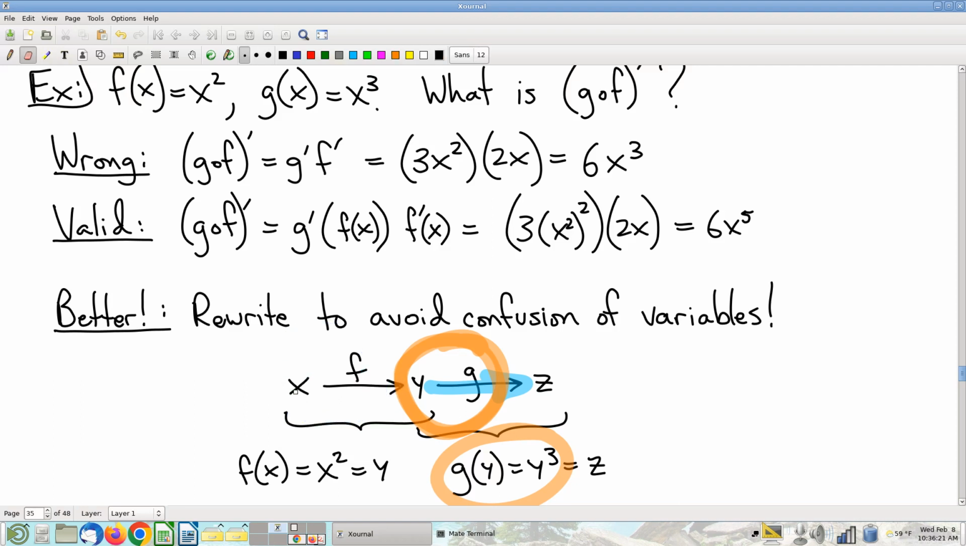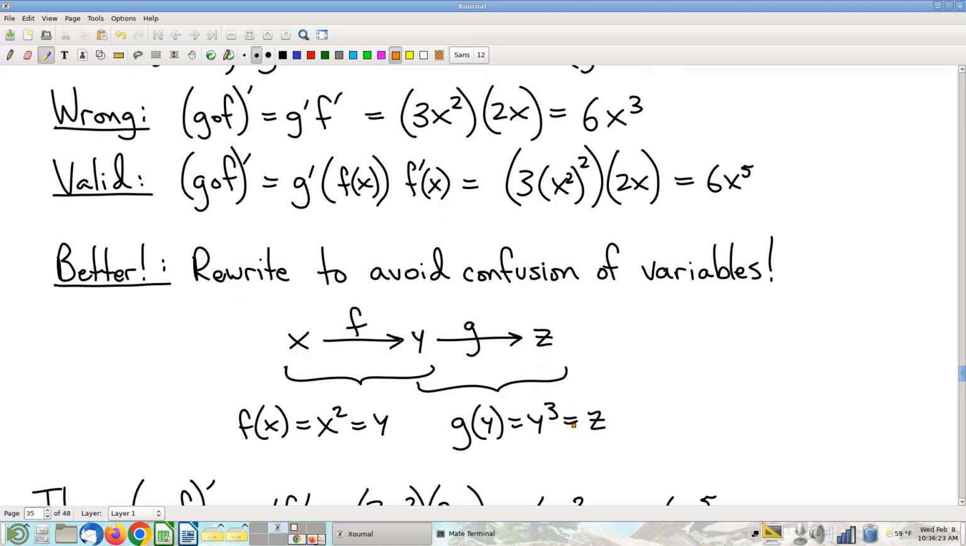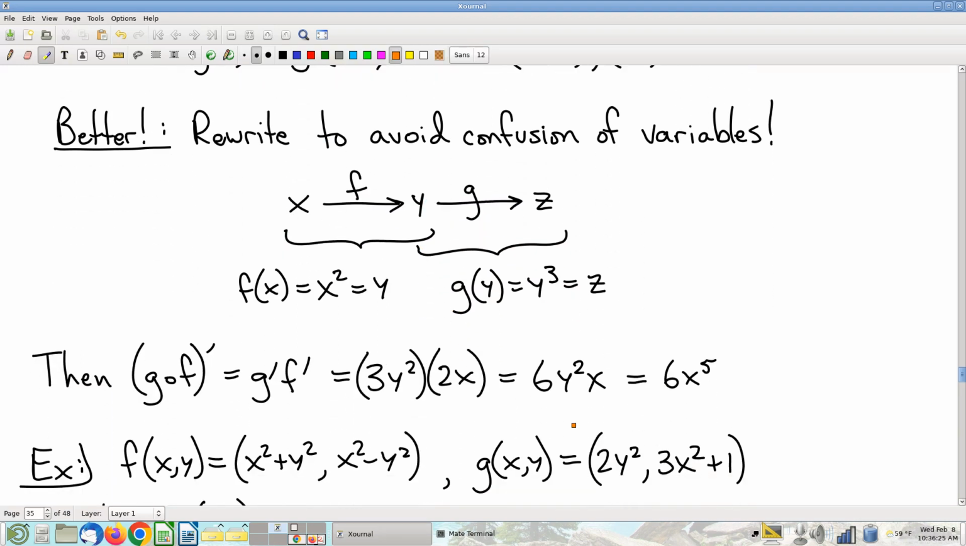So here's the beautiful thing about it. If you avoid your confusion of variables, then you can go back to your pithy, rolls-off-the-tongue point of view of the chain rule. Yeah, the derivative of a composition is the product of the derivatives. And just be as fast and loose as you want. g prime, okay, well, the derivative of y cubed is 3y squared. Right? I'm not paying attention to where I'm evaluating it.